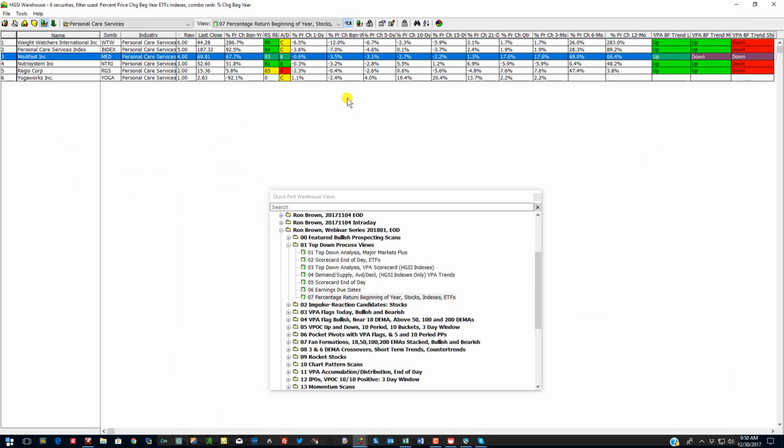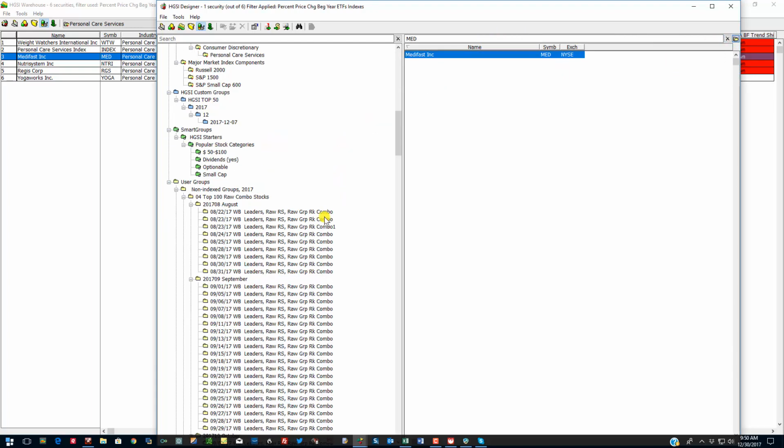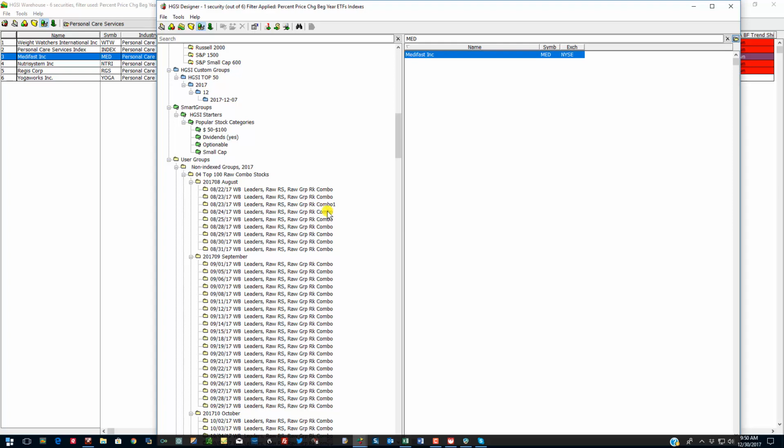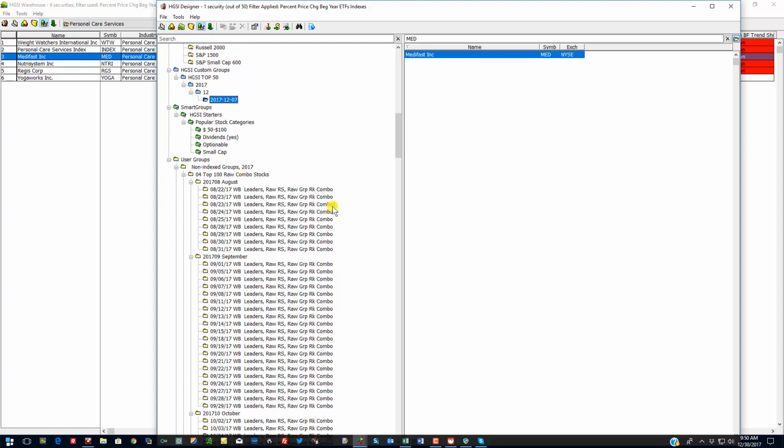Just out of curiosity, what's the number 2 stock? Medifast. And I'm going to go back to the designer. I'm going to clear this out. I'm going to put MED in here. Do the same thing. And you can see that it appeared only once in the top 50, and that was this month.